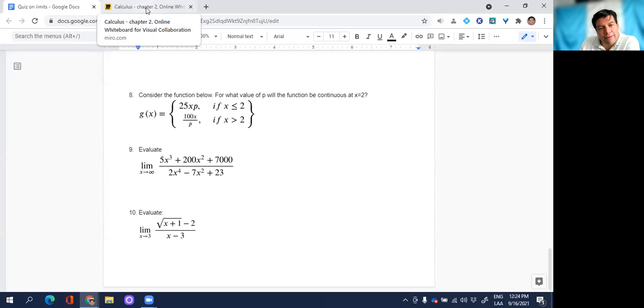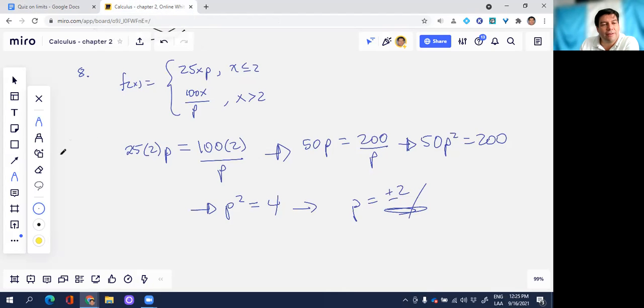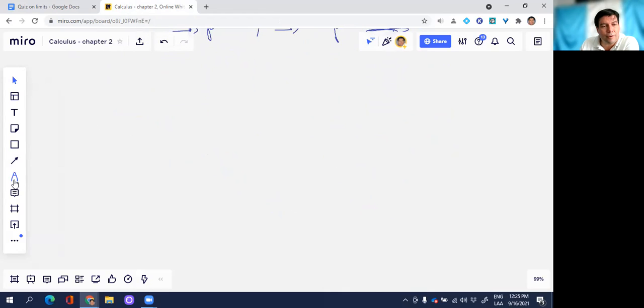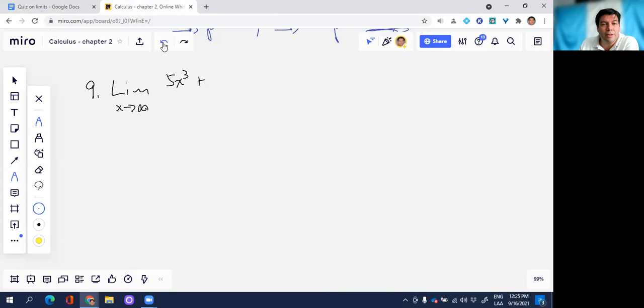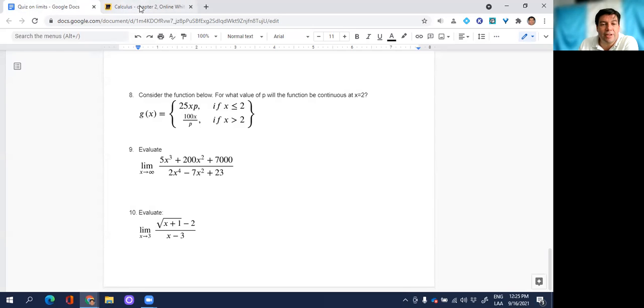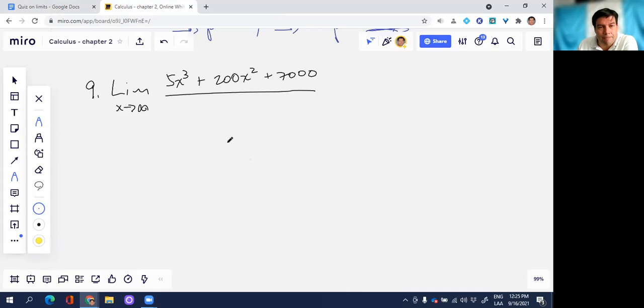Number 9: the limit as x goes to infinity of 5x cubed plus 200x squared plus 7,000 over 2x to the 4th minus 7x squared plus 23.